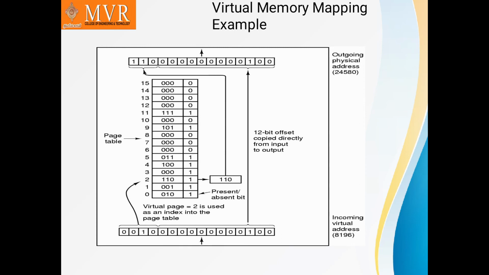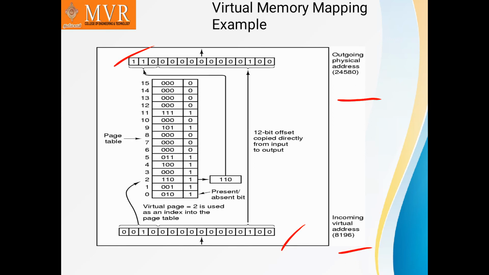Virtual memory mapping example. See this picture, this is the example of virtual memory mapping. Here is the outgoing physical address, and here is the incoming physical address. So the outgoing physical address is like this one, and the incoming virtual physical address is this one. Okay, the value is this.